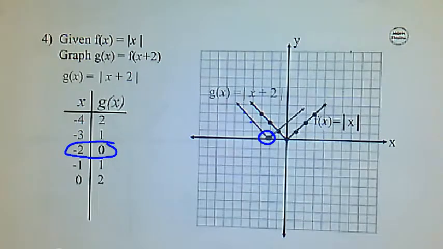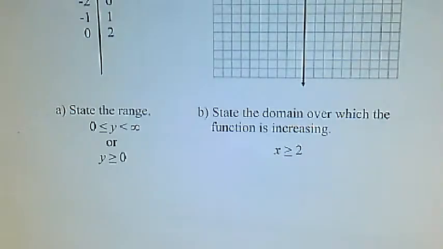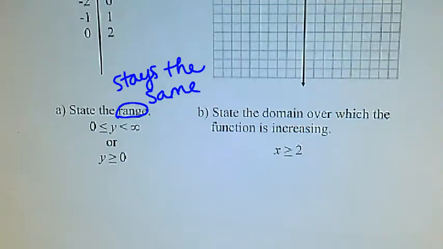Again, please put your points on the graph. Then you're going to notice that actually nothing happens to the range. It stays the same as y equals. So those are going to be the same because it's just moving left and right.